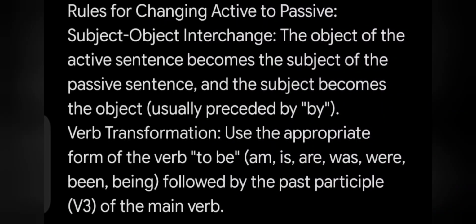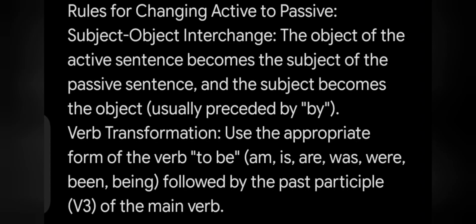Part A. Sentences are given in the active voice. Change them into the passive voice. Rules for changing active to passive. Subject-object interchange: the object of the active sentence becomes the subject of the passive sentence, and the subject becomes the object, usually preceded by "by". Verb transformation.